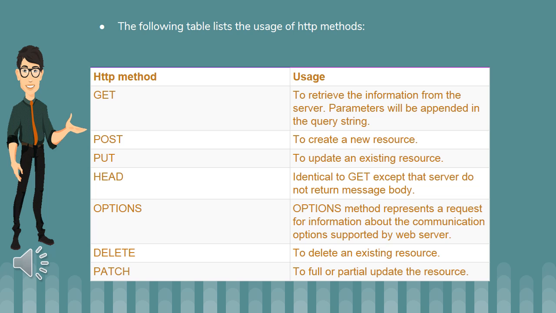HEAD is identical to GET except that the server does not return a message body. The OPTIONS method represents a request for information about the communication options supported by the web server. DELETE to delete an existing resource. PATCH to fully or partially update the resource. Visit w3.org for more information on HTTP methods.